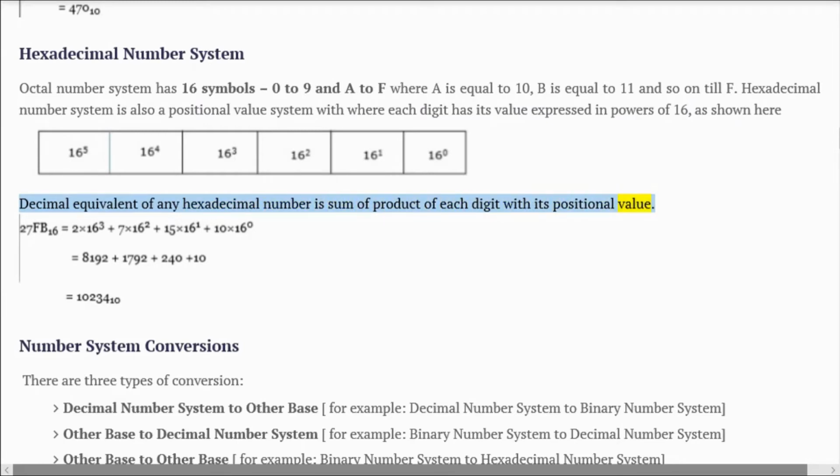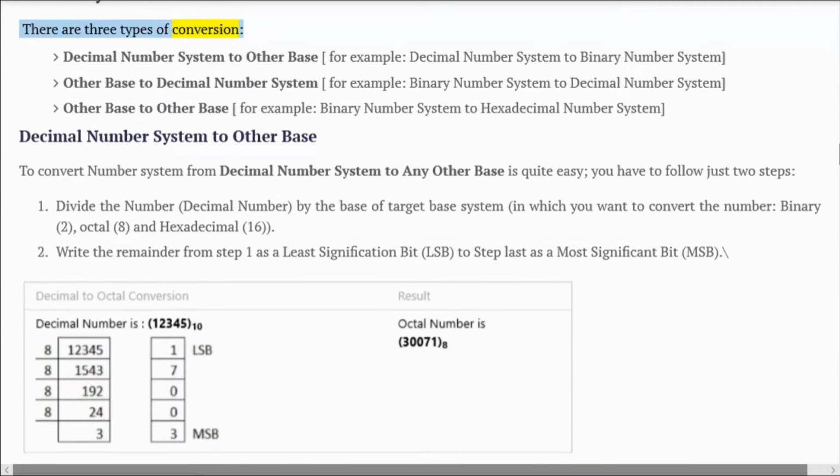Number system conversions. There are 3 types of conversion. Decimal number system to other base, for example, decimal number system to binary number system. Other base to decimal number system, for example, binary number system to decimal number system. Other base to other base, for example, binary number system to hexadecimal number system.